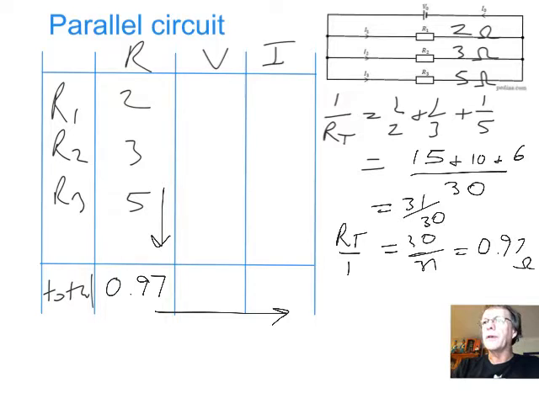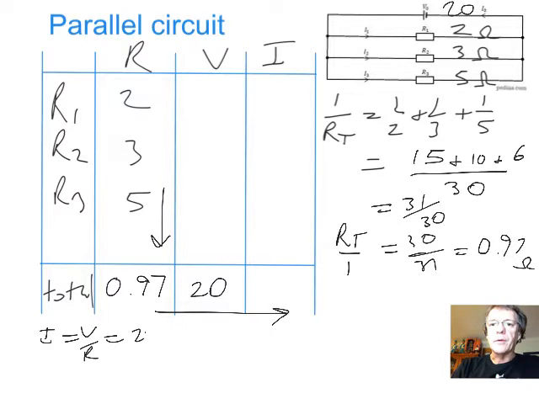So if I give this a voltage of 20, same as before, so that total voltage down here is 20, we can work out the current again as I equals V over R. So you've got 20 volts over 0.97 ohms. So you'll end up with 20.67 amps roughly there. So if we put that in here as a total, this is a lot bigger as a total now.